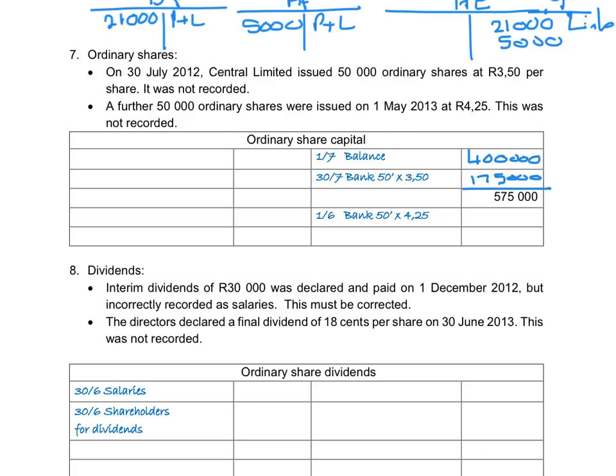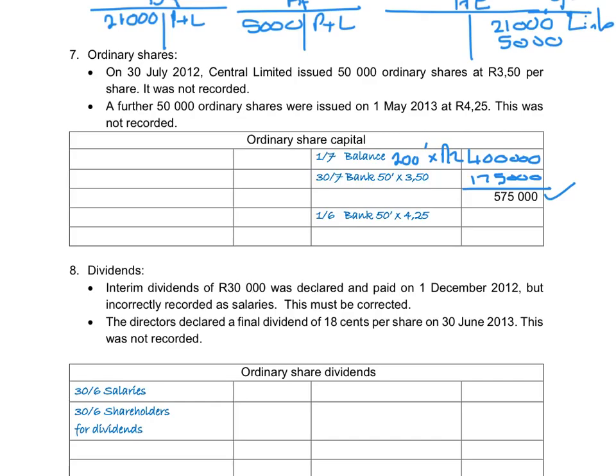They didn't tell me how many shares we issued in the beginning, but they said it's R2 per share. So if I divide the 400,000 with a 2, it means that we issued 200,000 shares at R2 each, and that gave us 400,000 Rand. This was already recorded, so up to that time everything is correct.